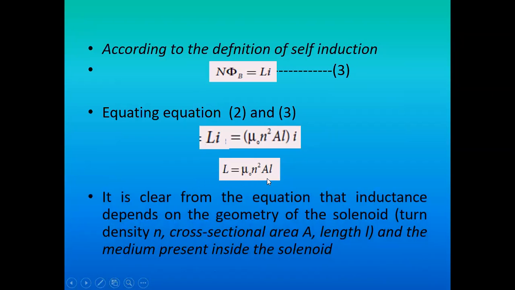So from this equation, it is clear the self-inductance depends upon the geometry of the solenoid, that is area and length, and the number of turns. The geometry of the solenoid is the number of turns, area and length. And also it depends upon the medium present inside the solenoid.